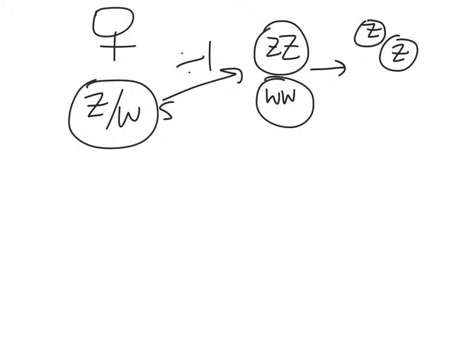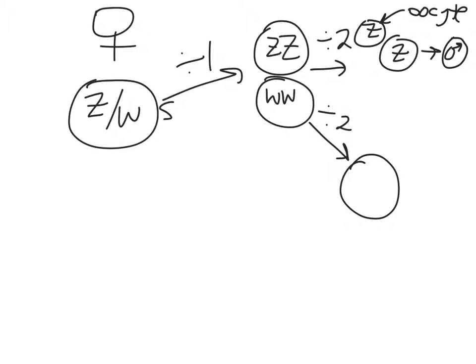So you can either get, after the second division, say an oocyte and a second polar body that's a Z, and that produces a ZZ individual, which in this system is what sex? Male. Or if it was the WW cell that went through the second division to produce the oocyte and a polar body, then what's a WW organism? That's the question. So it should be male.